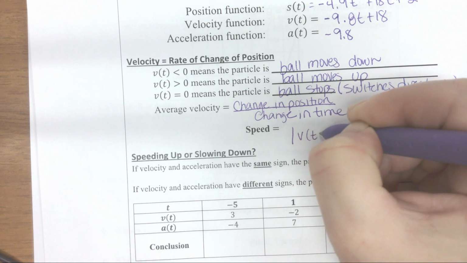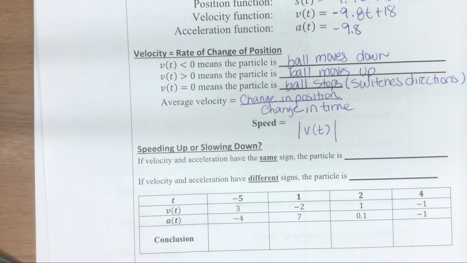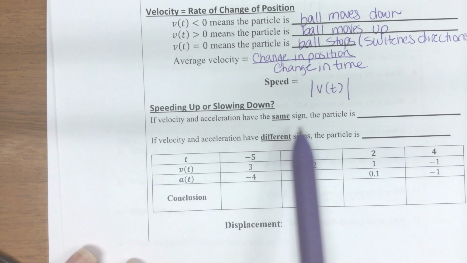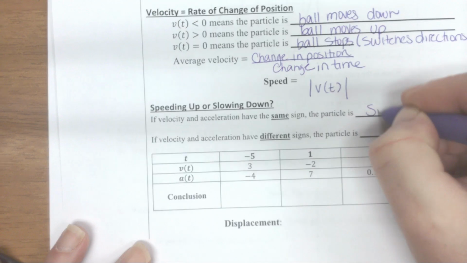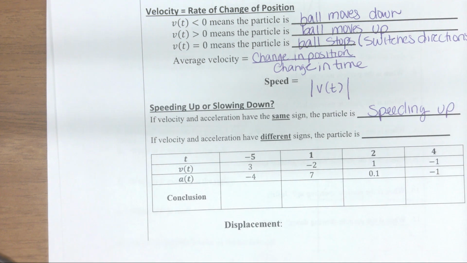Okay. Speed is not the same thing as the question, is the particle speeding up or slowing down? I want to talk about that and we'll write it down because we didn't write that down before. If velocity and acceleration have the same sign, the particle is speeding up. If velocity and acceleration have different signs, the particle is slowing down.